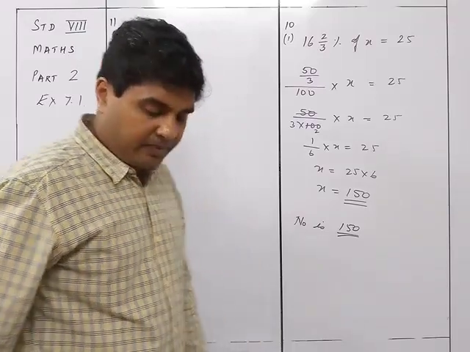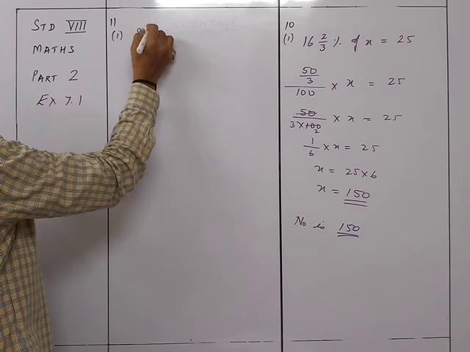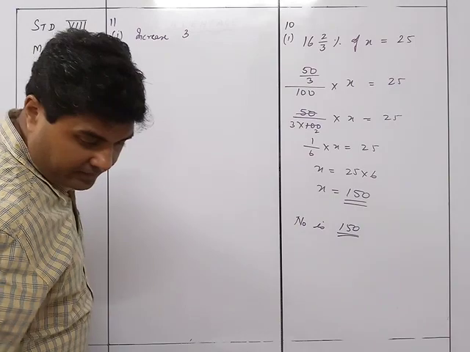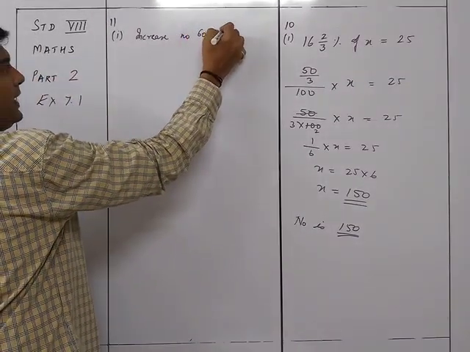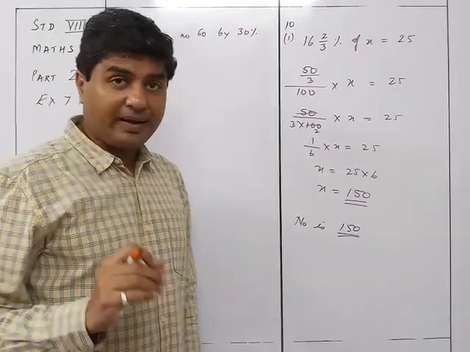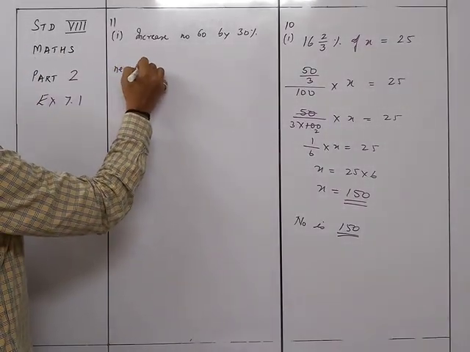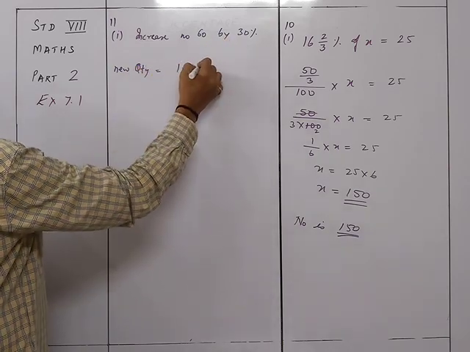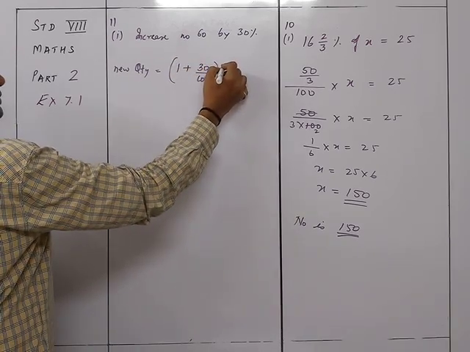Increase the number 60 by 30%. Now there it is the formula. Increase the number 60 by 30%. You need to increase it by 30%. So what is the formula? The formula is that new quantity is equal to 1 plus increase percent, that is 30%, into 60.